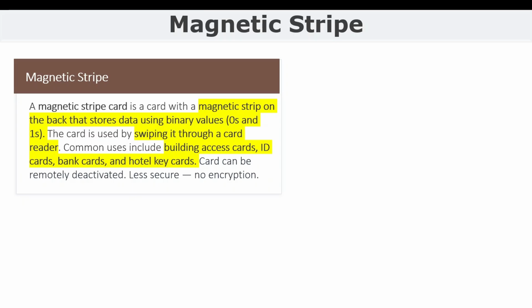Common uses include buildings. So if you want to access a building, some companies or individuals make use of the magnetic swipe card where you need to swipe the card in order to have access. Some banks also make use of it, and some hotels also make use of the same magnetic stripe in order to have access to your room. Now, the good thing about the card is that if you somehow misplace the card, it can be remotely deactivated so that the next person who has the card is not able to access any information of yours.